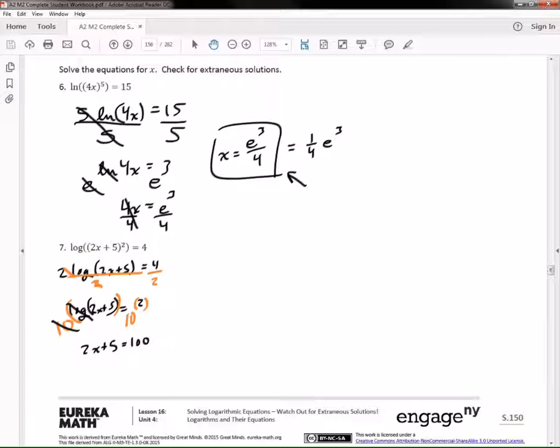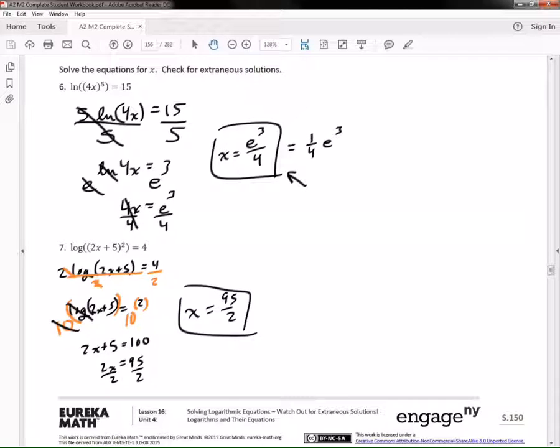Alright, so solve for x. What are we going to do? Subtract that 5. So we get 2x equals 95. And then what are we going to do? Divide by 2. X equals 95 over 2. And I'm just going to leave it just like that.